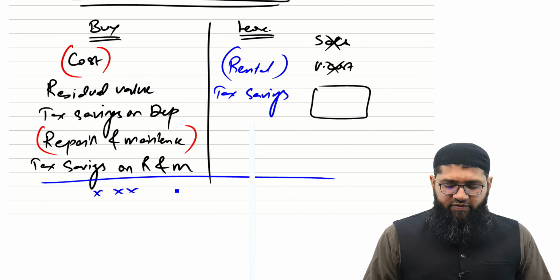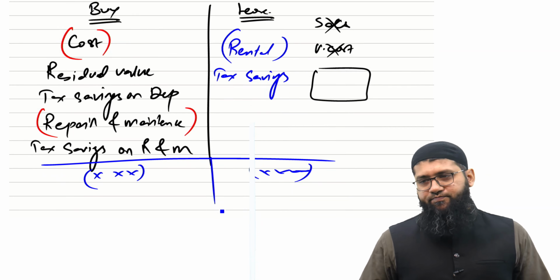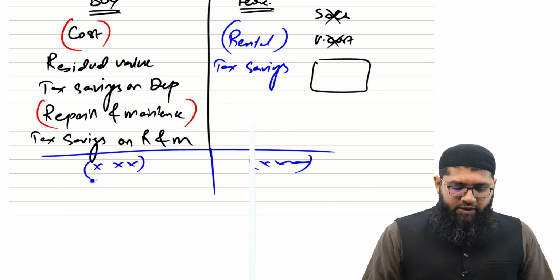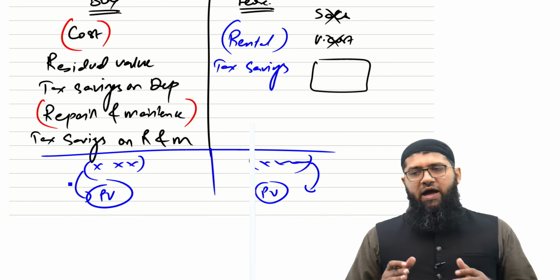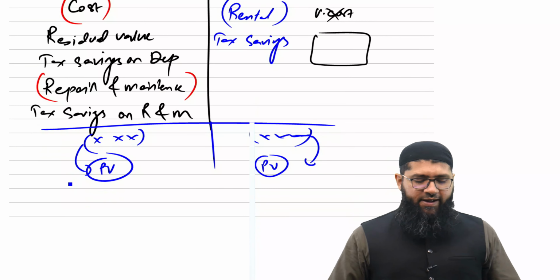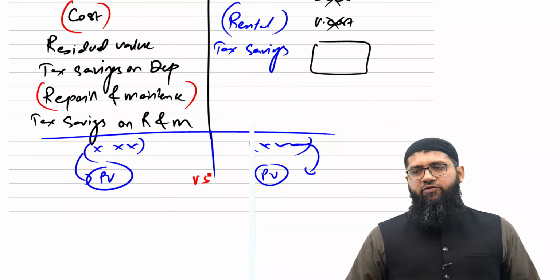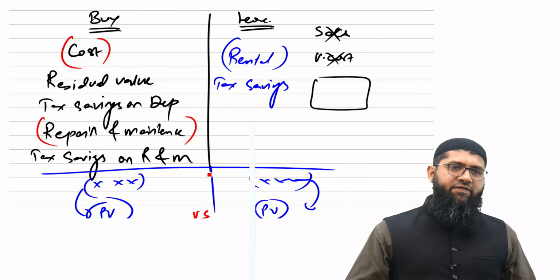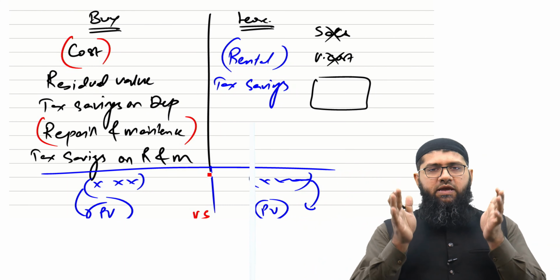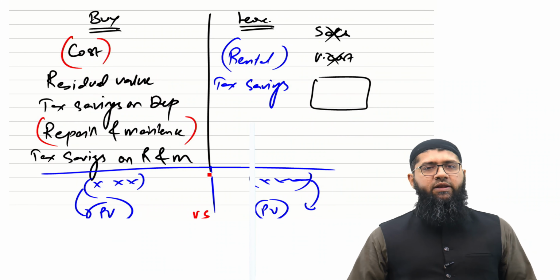Now what actually happens is that you have the net cash flows here. Then you convert these cash flows into the present value. When you have converted these cash flows into the present value, you need to just compare the present value of both of them, for the buying option and for the leasing option. Whichever is going to be the cheaper option, you will go for it.